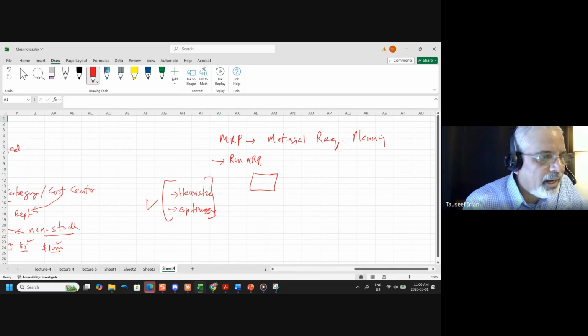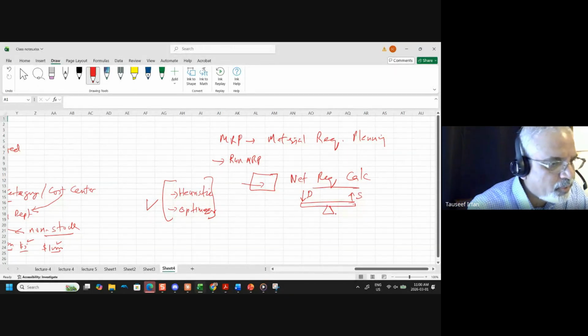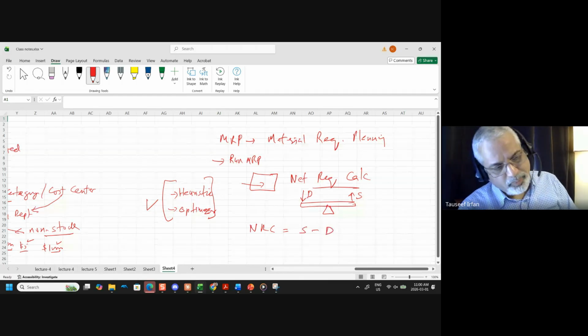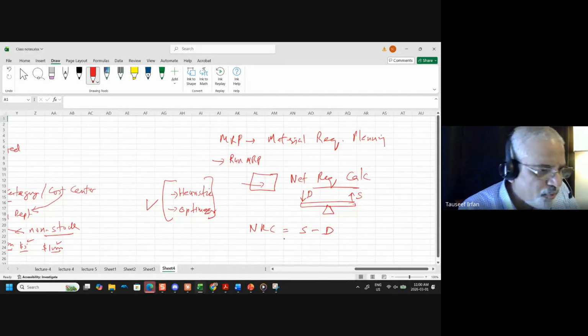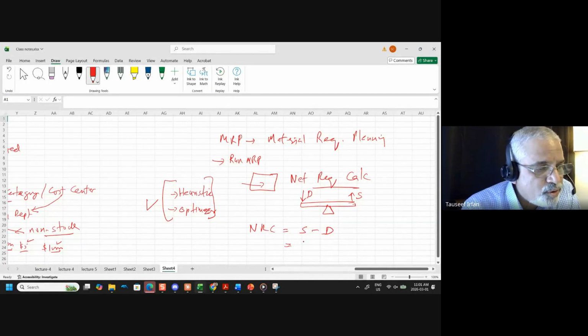Today's topic is, when you run an MRP, it does the net requirement calculation. And how the net requirement calculation happens is because you are basically doing a balance between demand and supply. Everybody understood this? The balance between demand and supply. That's the net requirement. So if you want to know the net requirement calculation formula, it will definitely be supply minus demand. This is exactly what SAP does. Supply minus demand. So now you tell me, what is your supply?